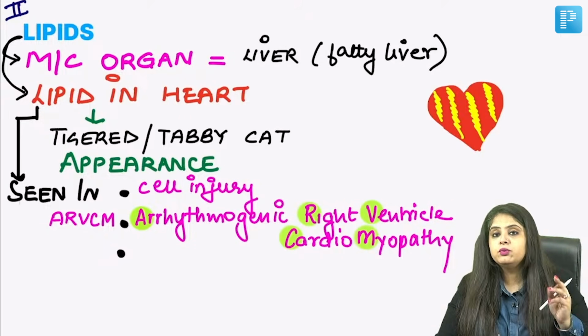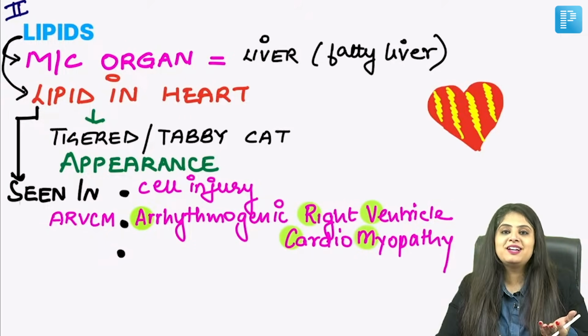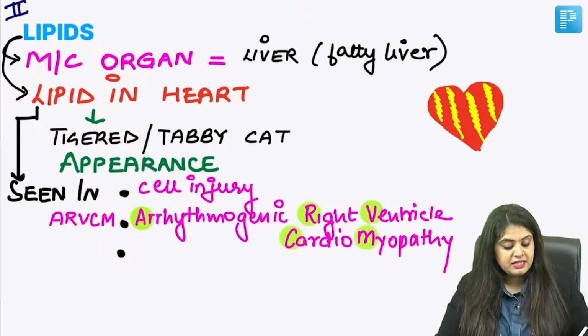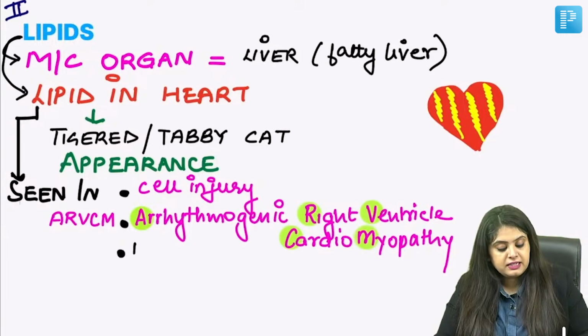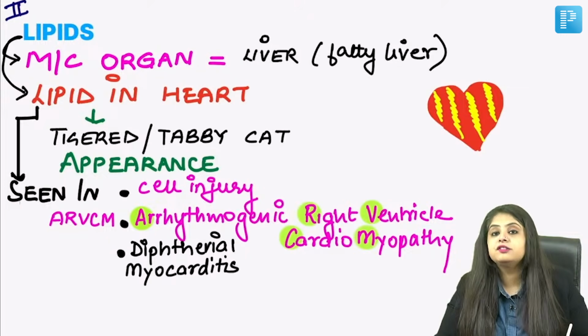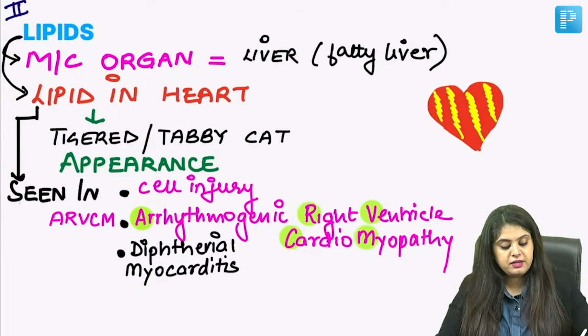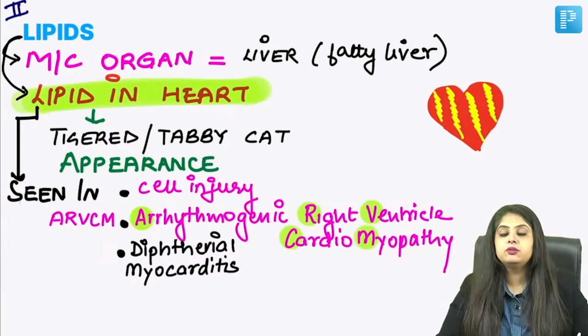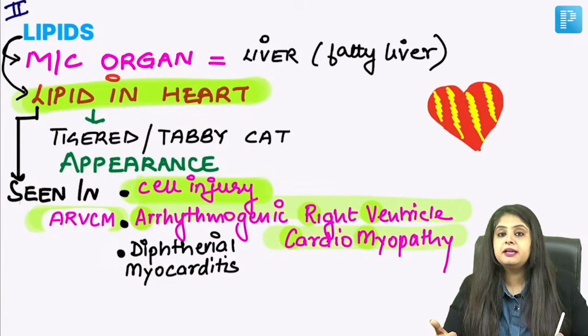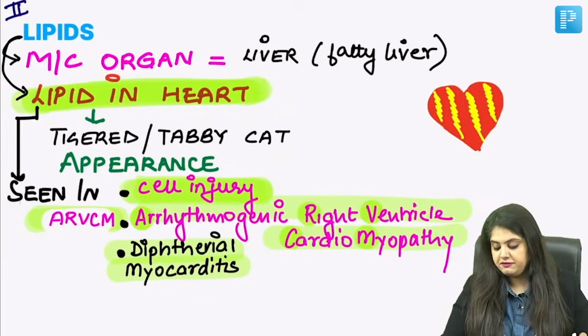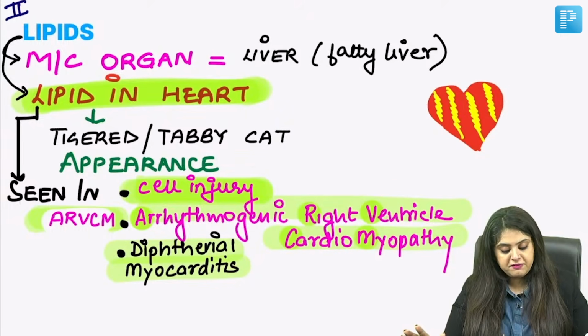Last question. If you can answer this, I have not taught you right now, but I will teach you in micro later on, which is that bacterial infection that can cause fat in the heart. The bacterial infection that can cause so is diphtheria. So that is going to be diphtherial myocarditis. Diphtheria can cause fat in the heart. So three conditions. Tell me, how does fat or lipid enter into the heart? Number one, ma'am, patient has cell injury. Number two, patient has this ARVCM. And number three, patient has a bacterial infection, that is diphtheria. Fat, we have also studied fatty liver.